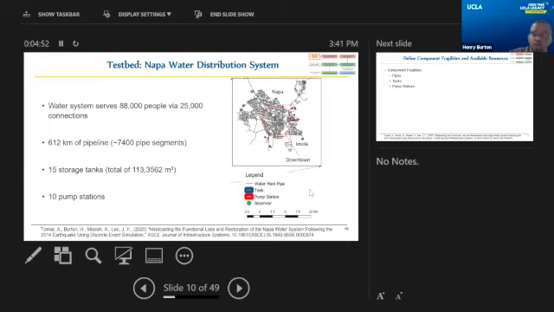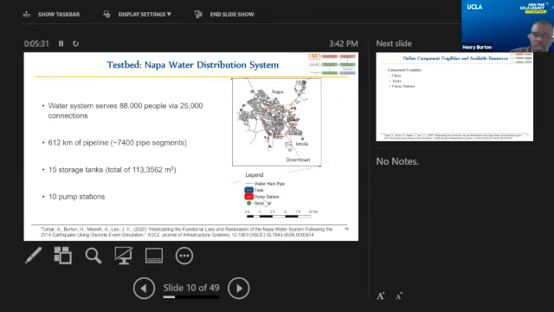The Napa Water Division, which is responsible for managing that water network, was generous enough to share information with us, not just on the topology of the system, but also on the damage that happened in 2014, as well as the duration of the repair process, meaning repairing broken pipes and things like that. So we were able to get a robust data set that we used to validate and evaluate our models. This slide gives an overview of the Napa water system. It serves about 88,000 people via 25,000 connections.